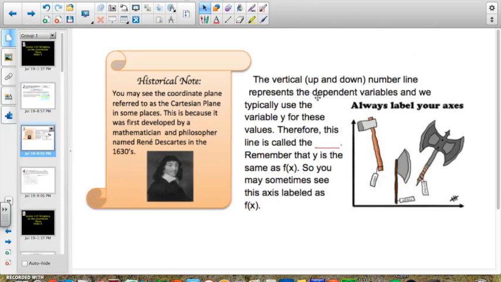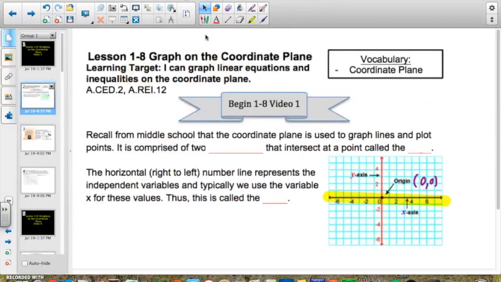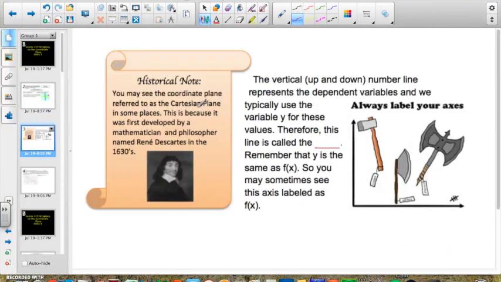We also have a second number line that goes straight up and down. It's usually used to represent the dependent variable, and we use y for these values. Therefore, instead of calling it an x-axis, we call it a y-axis. And jumping back to our original picture, it is the one that goes up and down. And in the y-axis, the positive y values are all above the origin, and the negative y values are all below the origin.